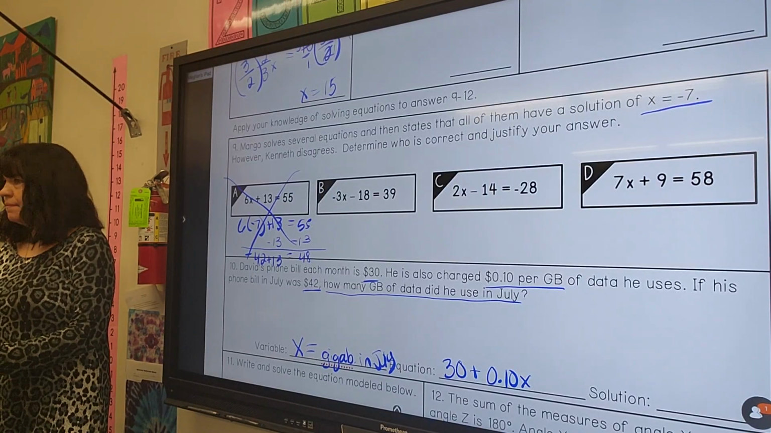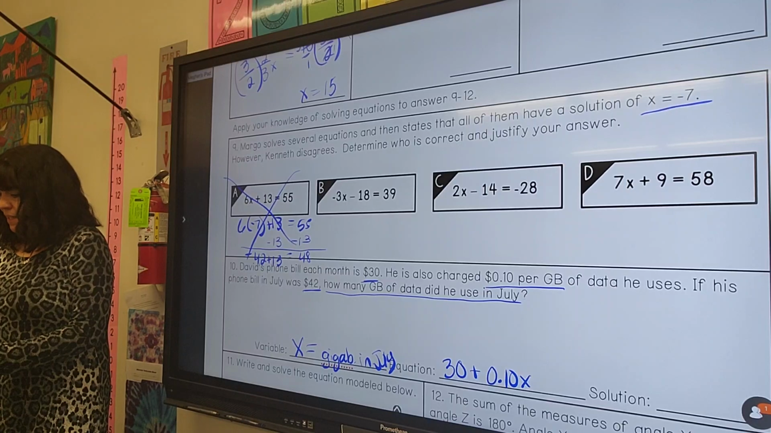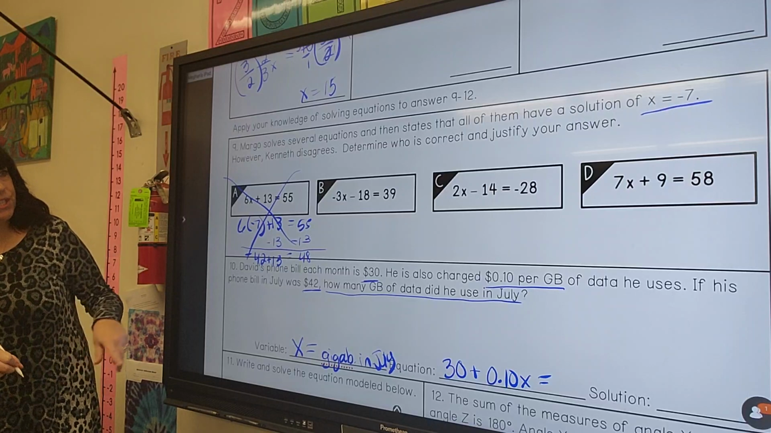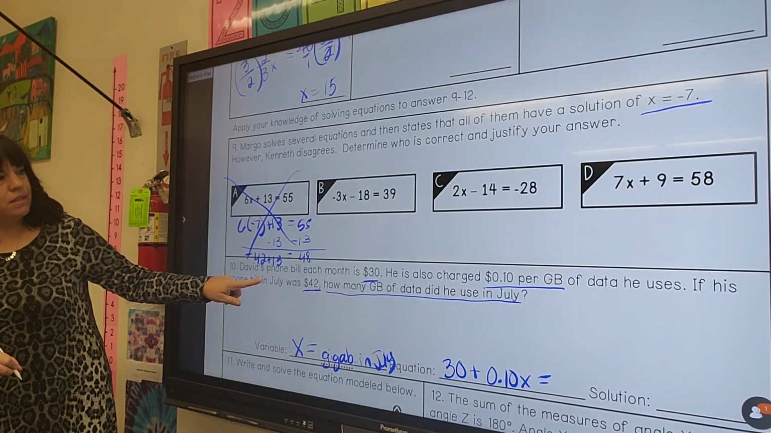This is like freaking coding. Is it? Yeah. Phone bill equals how much? You use block code. This is like Java code. I know.